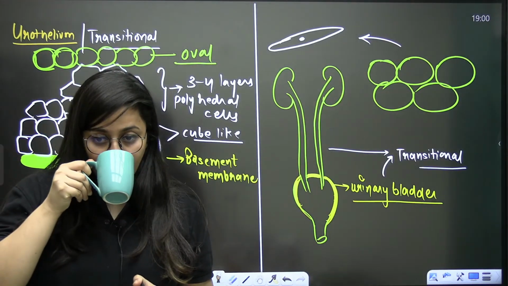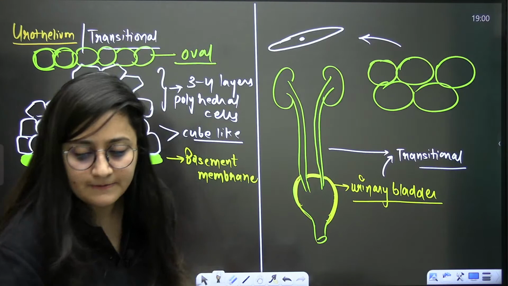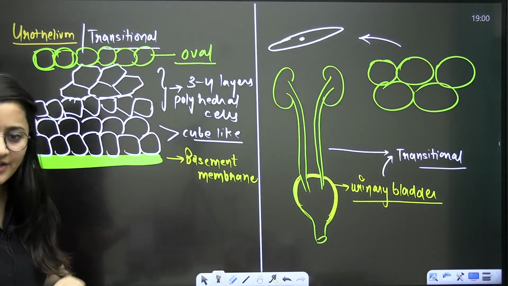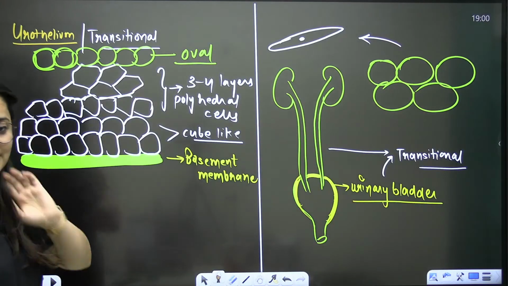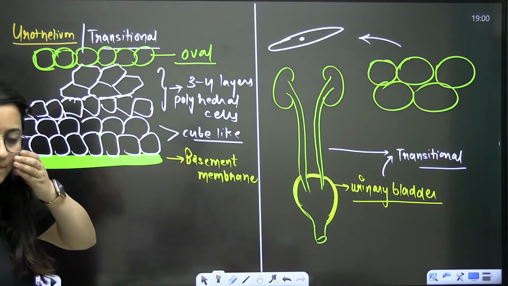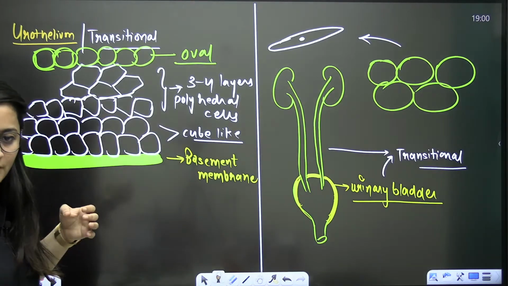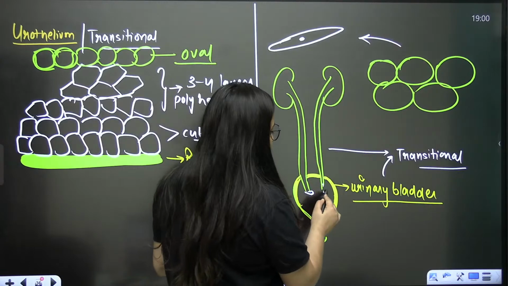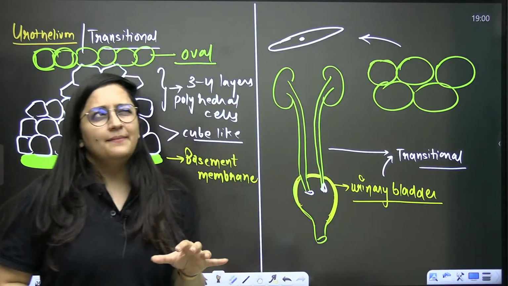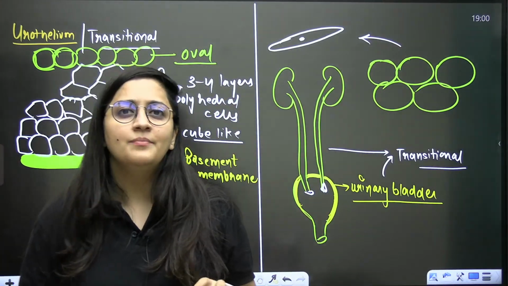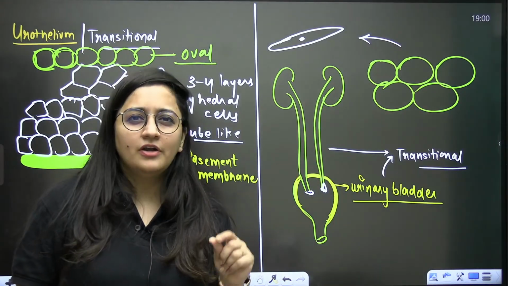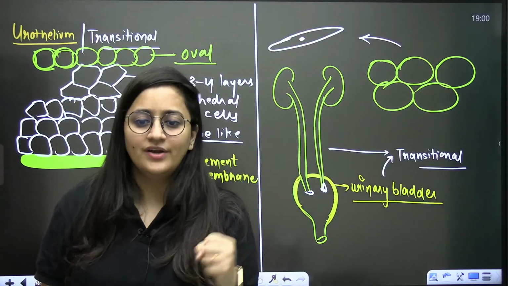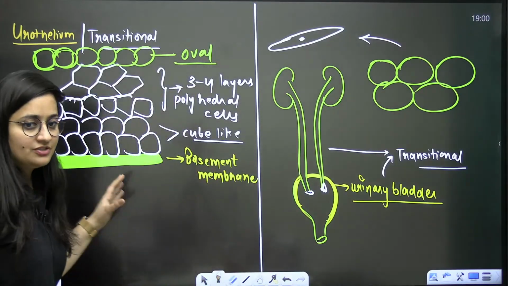Done? Okay, clear? Is it clear? Sure. So that is why it can accommodate that urine. So basically when the urinary bladder is half filled or little more than half filled, we get that urge to urinate, but we can hold it for some time. So that is the beauty of this transitional epithelium.